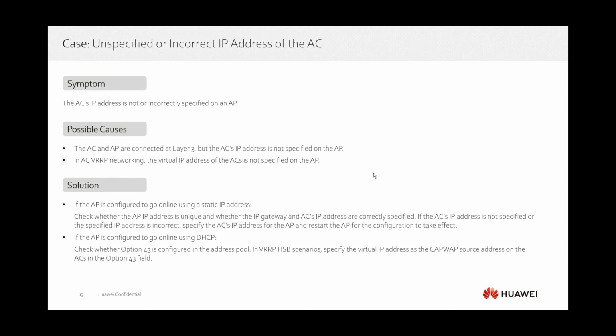If the AP is configured to go online using a static IP address, check whether the AP's IP address is unique and whether the IP gateway and AC's IP address are correctly specified. If the AC's IP address is not specified or the specified IP address is incorrect, specify the AC's IP address for the AP and then restart the AP for the configuration to take effect.